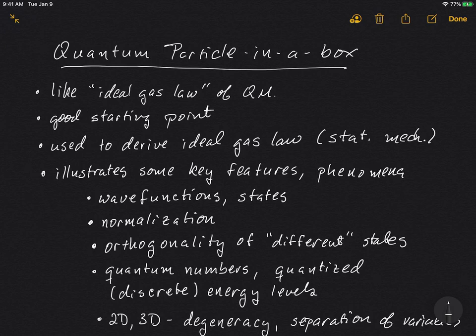So the particle in a box is kind of like an ideal gas law. It's a simple system that we can look at quantum mechanically. It's a good starting point for understanding more complex systems. We can start with particle in a box and then layer on more complexity later.